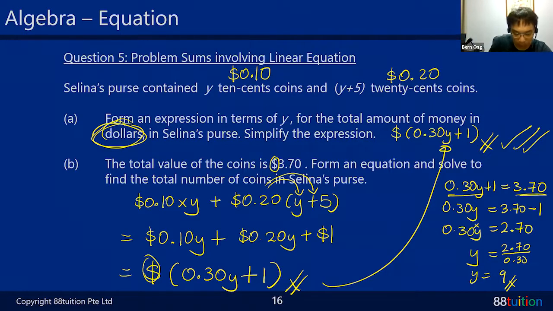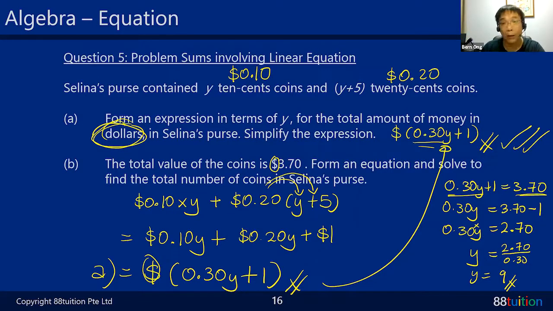Oh, you're talking about A. Down here, is it? Because we are talking about money, money is always given to 2 decimal places. That is the standard, like 0.30. It's the nearest cent. It will be best to give 2 decimal places for money. That's the standard.